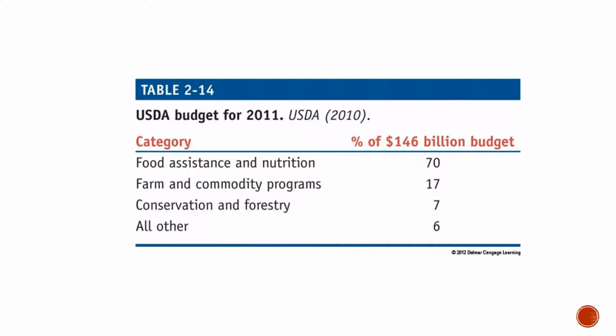This is a graphic that kind of breaks down the percentage of the Farm Bill for each of these categories. So food and food assistance and nutrition, about 70% of the Farm Bill is allocated for that. Farm and commodity programs, about 17%. Conservation and forestry, so keeping up state and federal parks, 7%, and then all others, and we'll talk about all of others like crop payments, a lot of those types of programs are 6%.